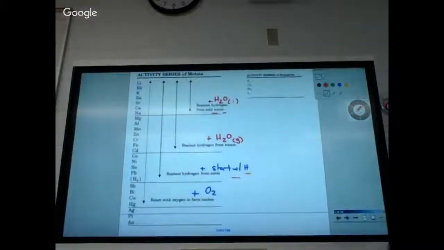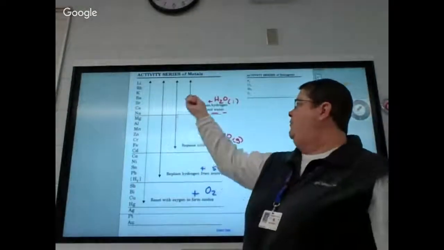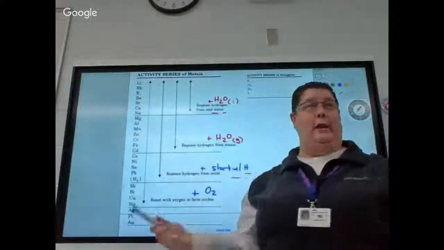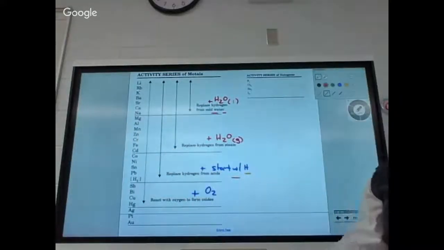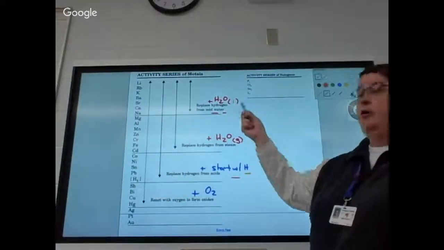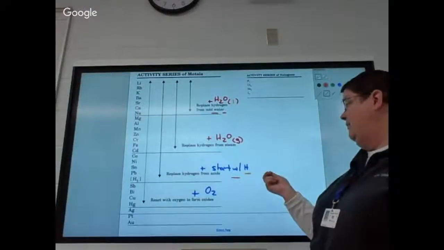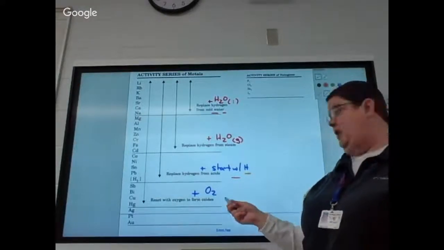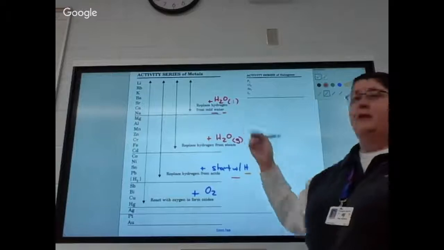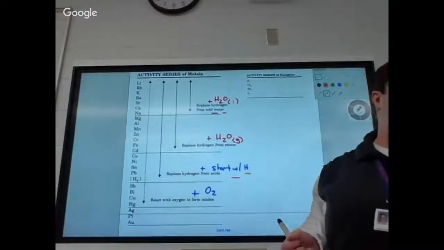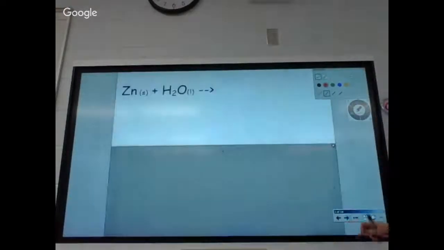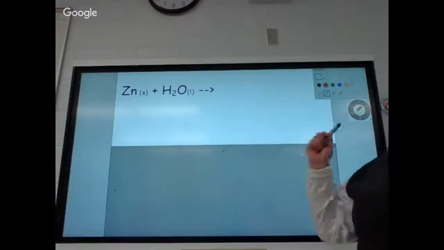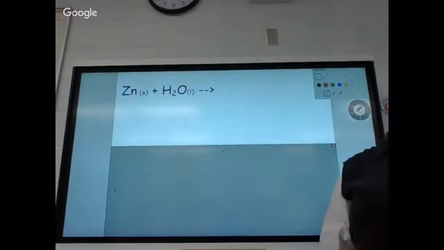Because this thing has 4 arrows. We have to decide, do we have to read any of the arrows first? So, do we have cold water? Do we have steam? Do we have an acid? Or do we have oxygen? If we don't have any of these 4 things, then we'll move on to step 2 and learn how to read it that way. So, do I have cold water, steam, acid or oxygen? We have the cold water.